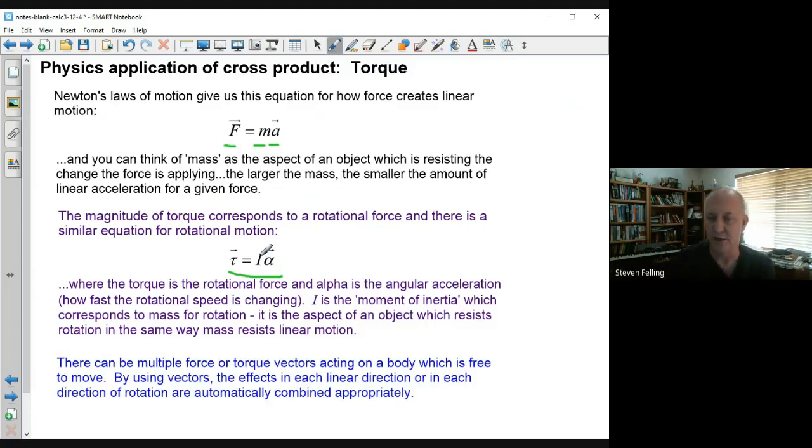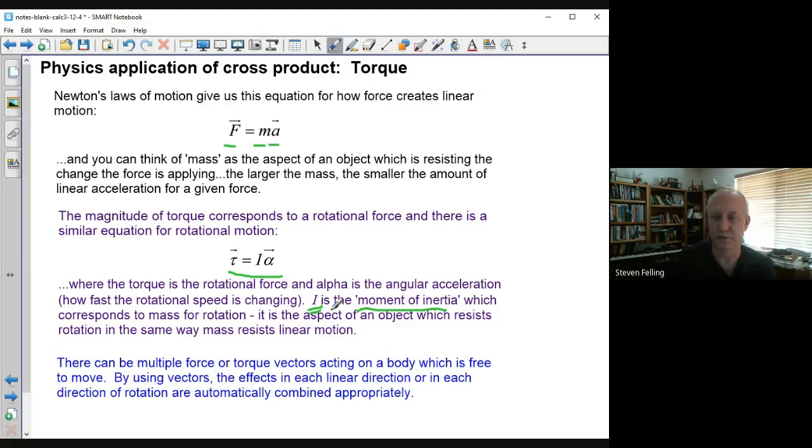So if that thing is large, then you'll get a small amount of rotation for a certain amount of torque. But if that thing is small, you'll get a large amount of rotation. It'll spin very quickly, right? So the thing that corresponds to mass, except for rotation, is called moment of inertia. And moment of inertia is usually in physics books given a capital I for inertia. So it's kind of like rotational mass.